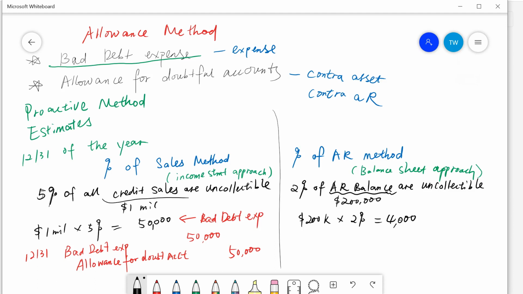I'm just pulling random numbers. Okay, $4,000. And this $4,000, you want to pay attention right here, is what you want. This is the desired balance for allowance.